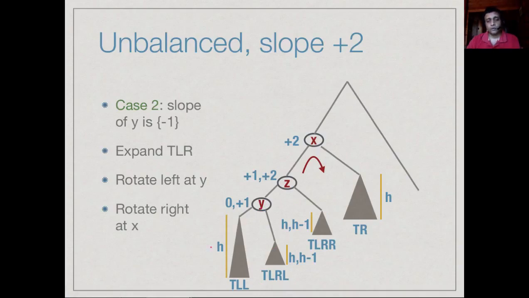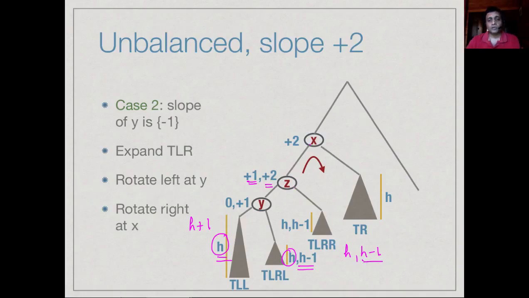And now if you go back and check all the heights, then you find that at y, I either have height 0, or I have height plus 1. Now if I look at z, then the left hand side is now h plus 1, and the right hand side is h or h minus 1. So if it's h plus 1 and this is h, then I get plus 1. If it is h plus 1 and this is h minus 1, I get plus 2.